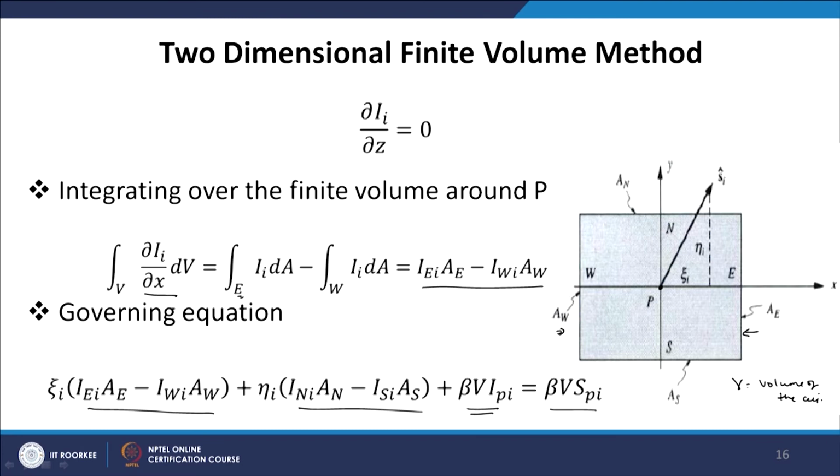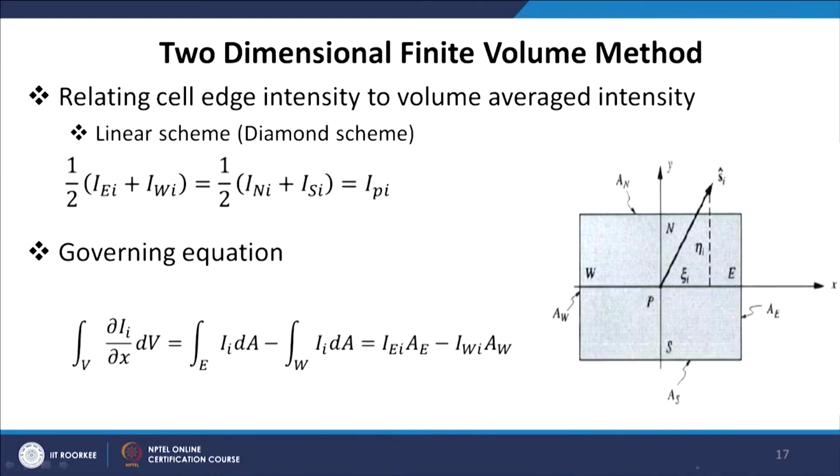In finite volume method, we represent unknowns IE, IW, IN, IS and IP. So, we have introduced more unknowns, and in finite volume method we connect these unknowns at the face to values at the center. So, that is typically what we do in finite volume method, we connect the face values with the cell center.